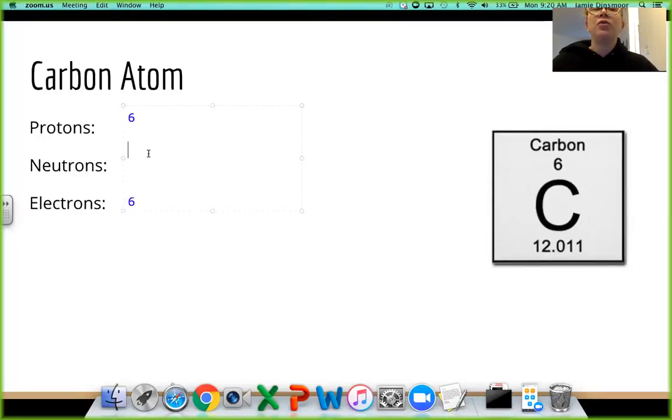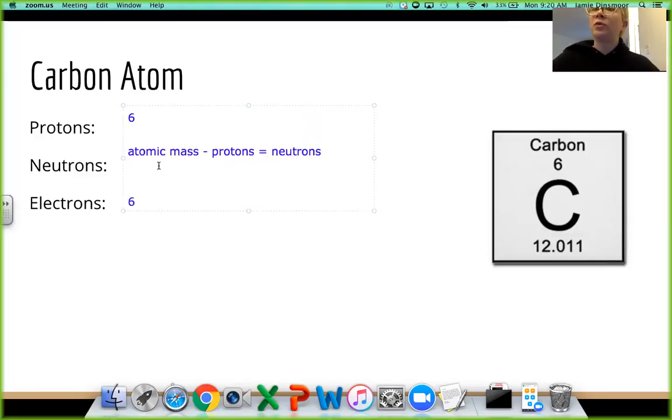And to find our neutrons, we're actually going to need to do our atomic mass minus our protons will give us our neutrons. Because if you recall, our atomic mass is our protons plus our neutrons. So we're just doing a little basic algebra there, rearranging.